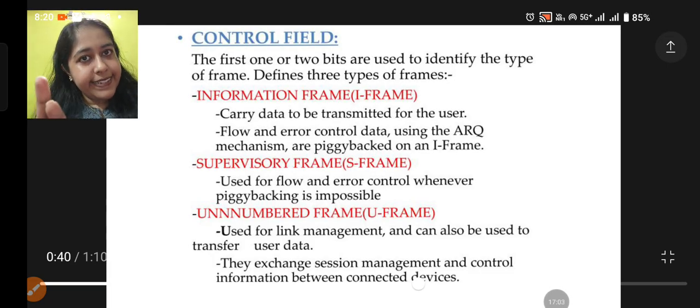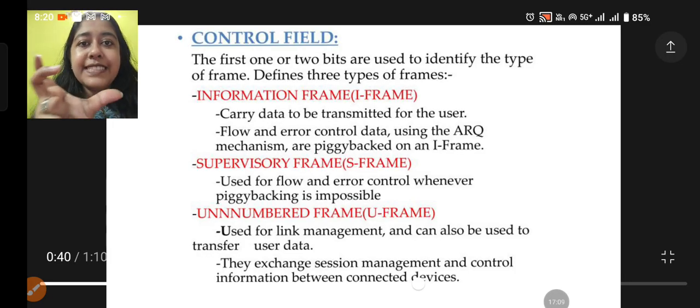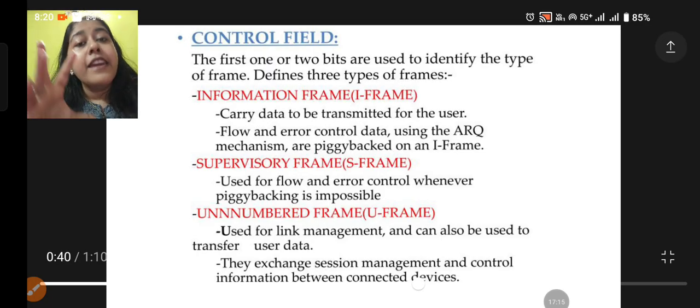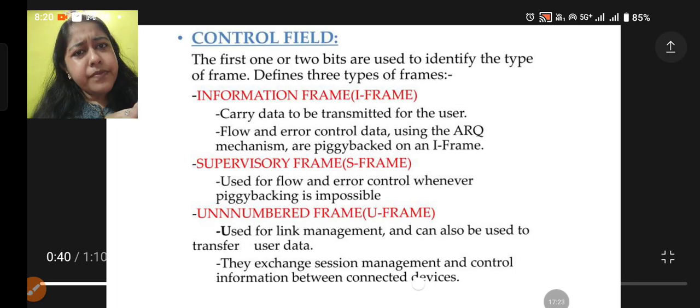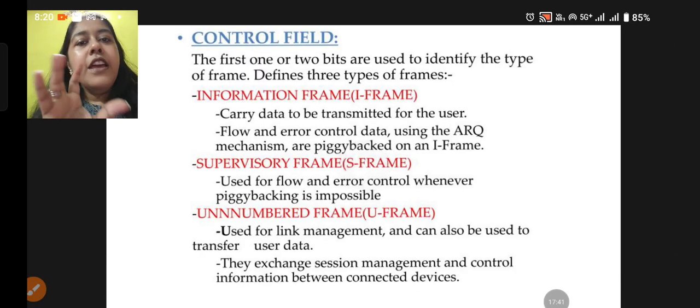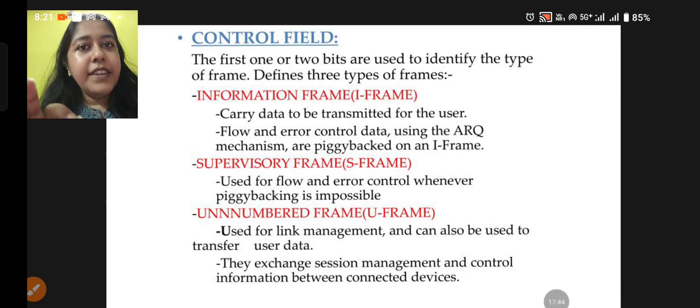When two devices are connecting, the session management covers starting and ending the session, sending something and getting the response back. So the management of the session and the control information being exchanged between the connected devices is handled in this unnumbered frame, the U frame. So there are three frames, the I frame, S frame and U frame, and now you know the function of all three. These three frames are there in HDLC.